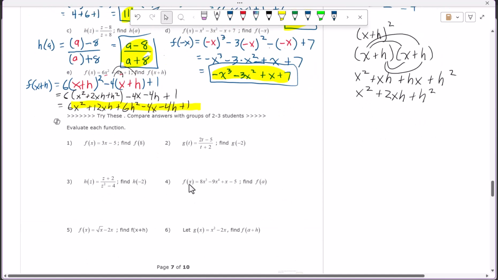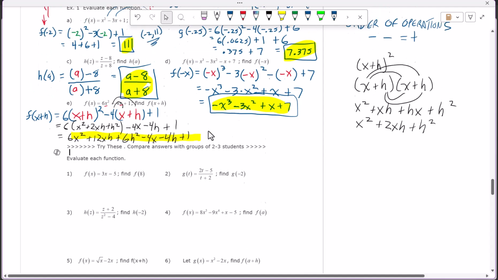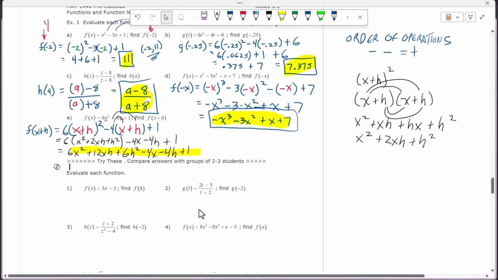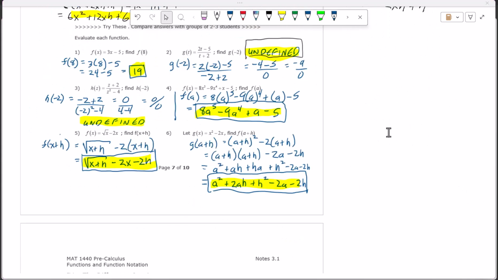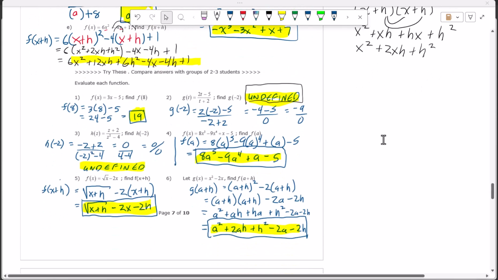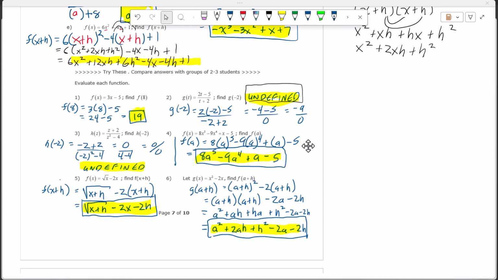Okay, so this would be a good time to pause the video and go down and do these 6 problems at the bottom. Okay, so I'll let you go ahead and check your answers carefully. On number 1, you should get 19. Number 2 is undefined. You cannot divide by 0. And there's a reason why.